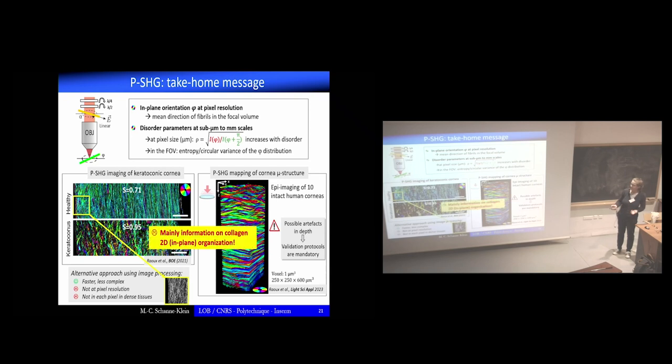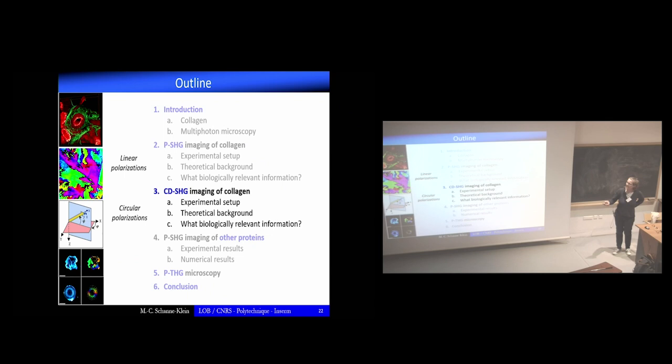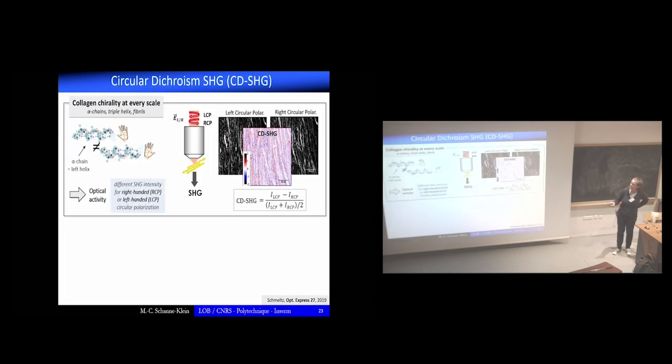Okay, but we have a lot of information on 2D orientations, that is in the imaging plane. So how to get the third orientation is with circular polarization.